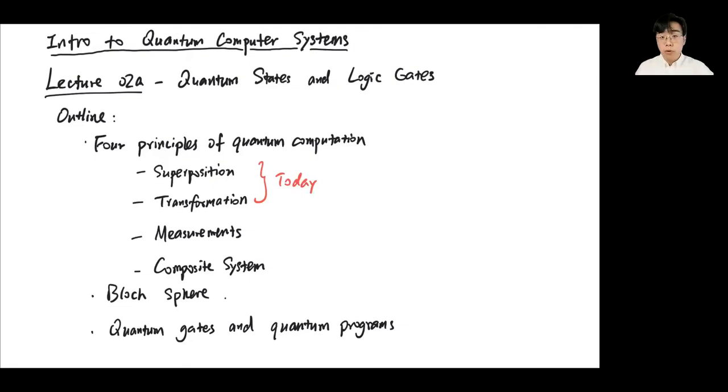Next, we are going to try to understand properties and structure of a qubit by looking at its geometric representation, namely the Bloch sphere. And lastly, we're going to introduce the concept of quantum gates and quantum programs.